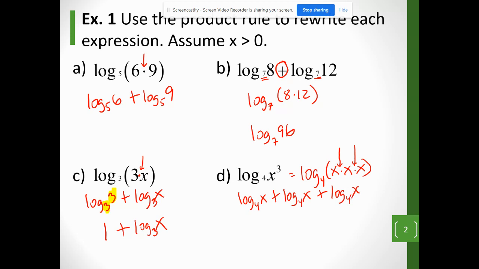Now, back in elementary, you guys were told that when you're adding the same thing, look, I have log base 4 of x plus log base 4 of x plus log base 4 of x. When you're adding and it's the same thing, you keep on adding, isn't that the definition of multiplication? When you add the same thing over and over? In this case, I'm adding it 3 times. So I'm just going to condense this as 3 log base 4 of x.